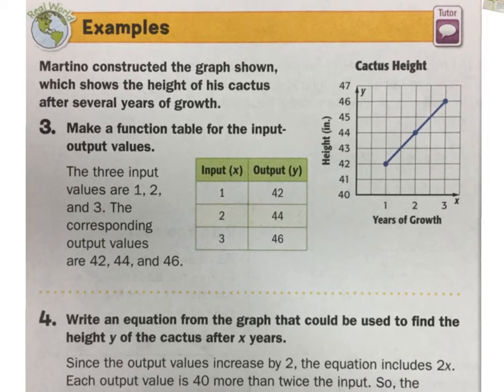Let's do another example here. Martino constructed the graph shown, which shows the height of his cactus after several years of growth. So here's how many years of growth. Here's the height. This is the x, so I know this is going to be the in. I know this is going to be the out, because this is the y. Okay. So make a function table for the input values. And they've done this for us.